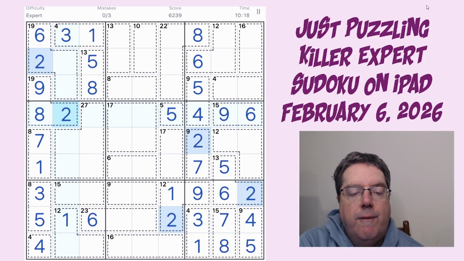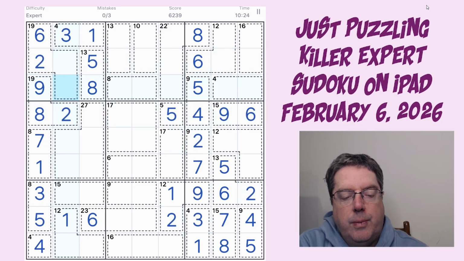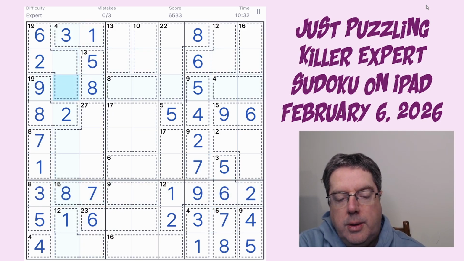So 1, 2, 3, 4, and 7. So 8 can't be here, so this is an 8, leaving this to be the 7. 7's got to be there with the 4, so that makes sense. 6, 8, 9. 9 and 2. 2 can't be there, so that's a 2, leaving this to be a 9. And then 9's one of these two.